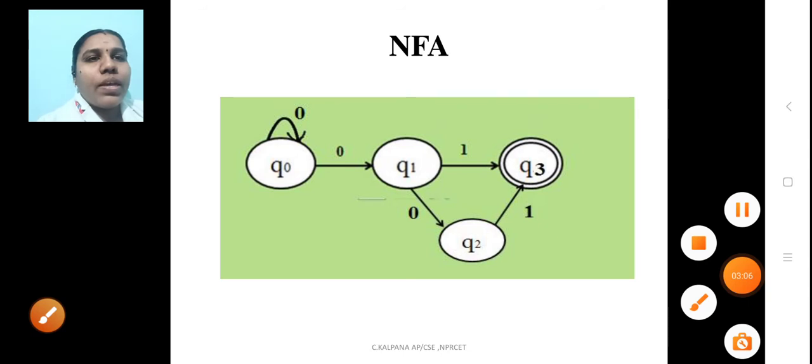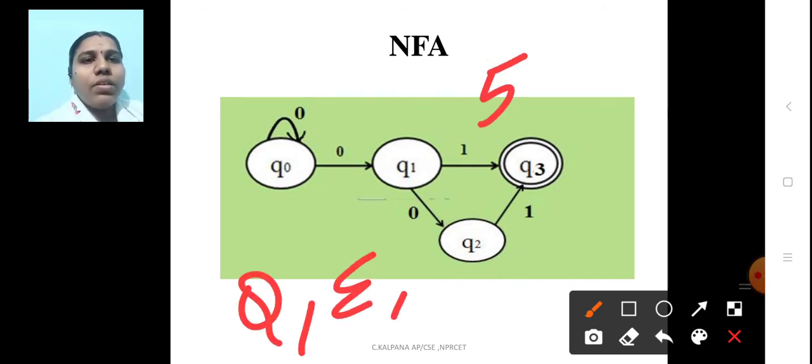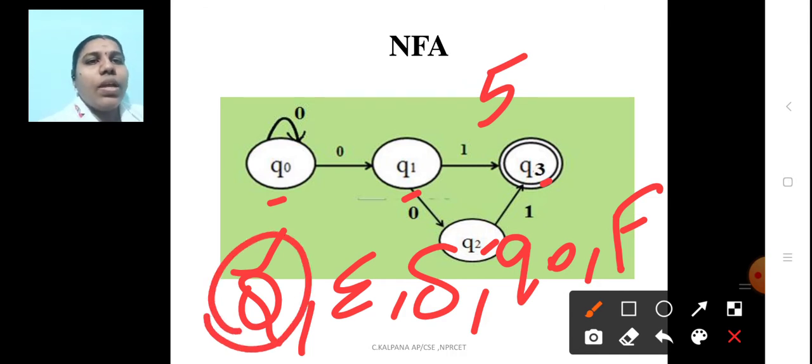Let me come to the definition. In NFA, as in DFA, we have 5 tuples, that is Q, sigma, delta, Q0, F, where Q is the set of states. Here there are 4 states, Q0, Q1, Q2, Q3. So this is the set of states, which comes under the category of Q. And sigma means input alphabets. There are 2 alphabets in this given transition diagram, one is 0 and another one is 1.